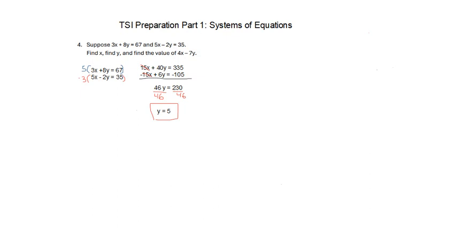So we have a choice. We can go back to any equation we want. It honestly doesn't matter. I'll just pick the first equation, 3x plus 8y equals 67. What I like to do here is replace y with 5. So we get 3x plus 8 times 5 equals 67. Well, 8 times 5 is 40, so that turns into 3x plus 40 equals 67.